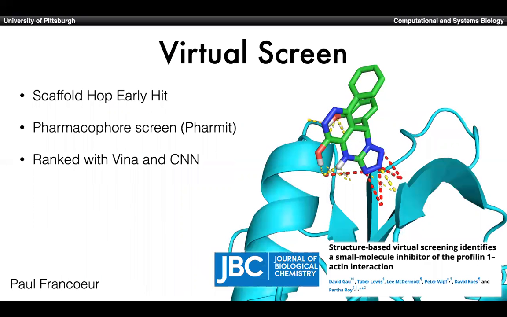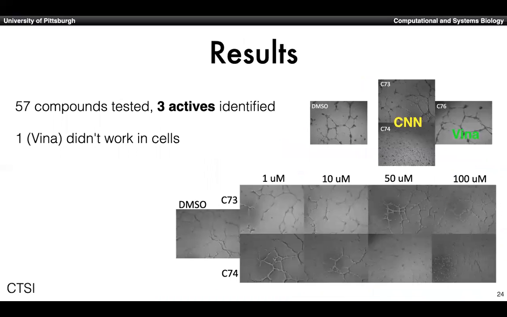And a while back, we discovered a compound just using traditional structure-based drug design virtual screening techniques, and it is an okay compound, but Paul followed up on that and did a successive follow-up screen, this time using the CNN. And he identified a few additional compounds. The two that actually worked in cells were both identified using the CNN. And you can see here, they're actually inhibiting the formation of blood vessels to the point where there are no blood vessels at high concentrations of the compound C74.